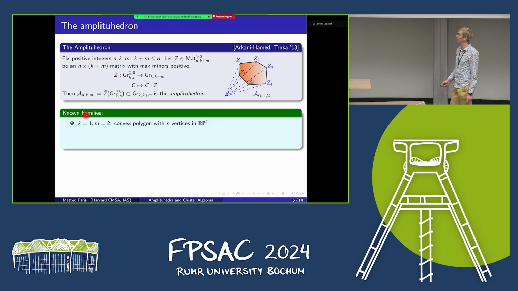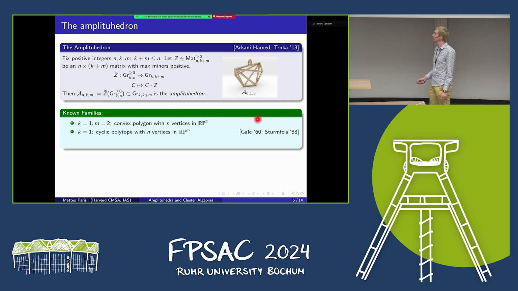When k equals 1 and m equals 2, we get the easiest object, which is a convex polygon with n vertices in RP^2. The vertices of the polygon are just the rows of the matrix Z, and this map is basically just taking the convex hull. Here I would get a cone in R^3, but then I can choose an affine chart, so I get a polygon of this type. And in general, for k equals 1 and general m, this amplituhedron is a specific polytope called a cyclic polytope with n vertices in RP^m.